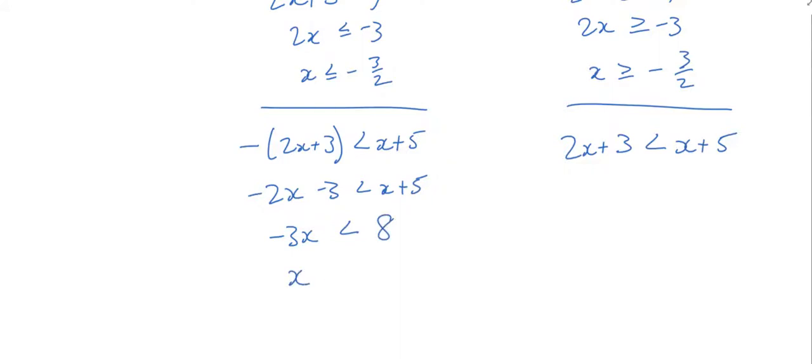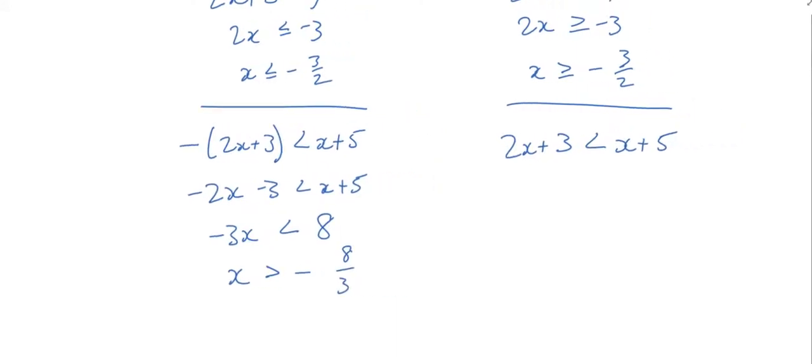Whoops, why did I do that? Greater than negative 8 over 3. Okay, very good. Move the x over, I get x. Move the 3 over, I get 2. Everybody okay with this so far?